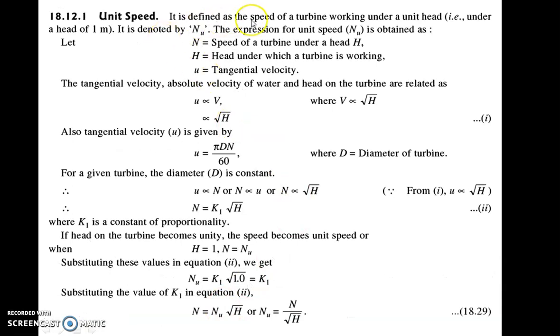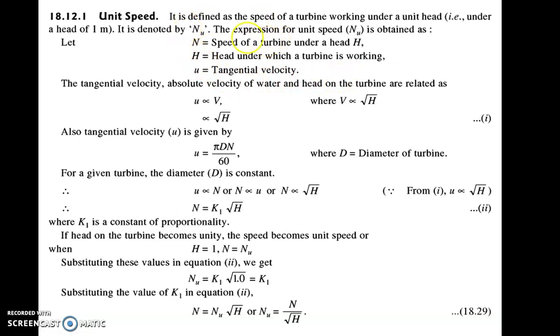Unit speed is defined as the speed of the turbine working under a unit head, that is a head of 1 meter. It is denoted by capital N_U. N is the actual speed of the turbine under a head, capital H. H is the head under which the turbine is working. No doubt H will never be 1 meter. It is our assumption that we are reducing it to 1 meter.